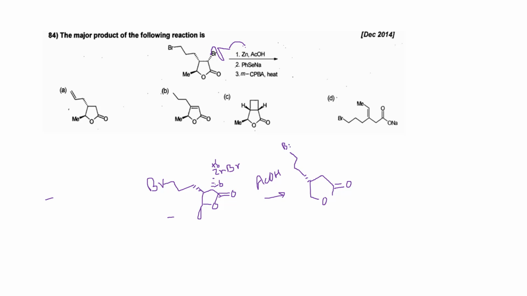Now in the presence of phenyl selenium anion, what will happen? It will eliminate this bromine atom, because it is the only electrophilic center here. It can't attack the ester center, so this center is more electrophilic. That will attack this electrophilic center and bromine will be eliminated.